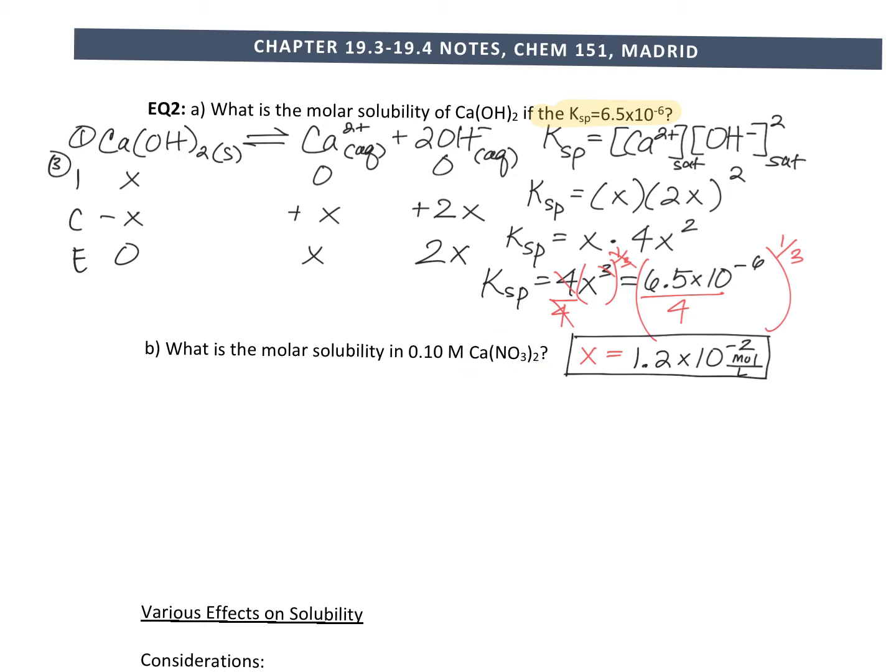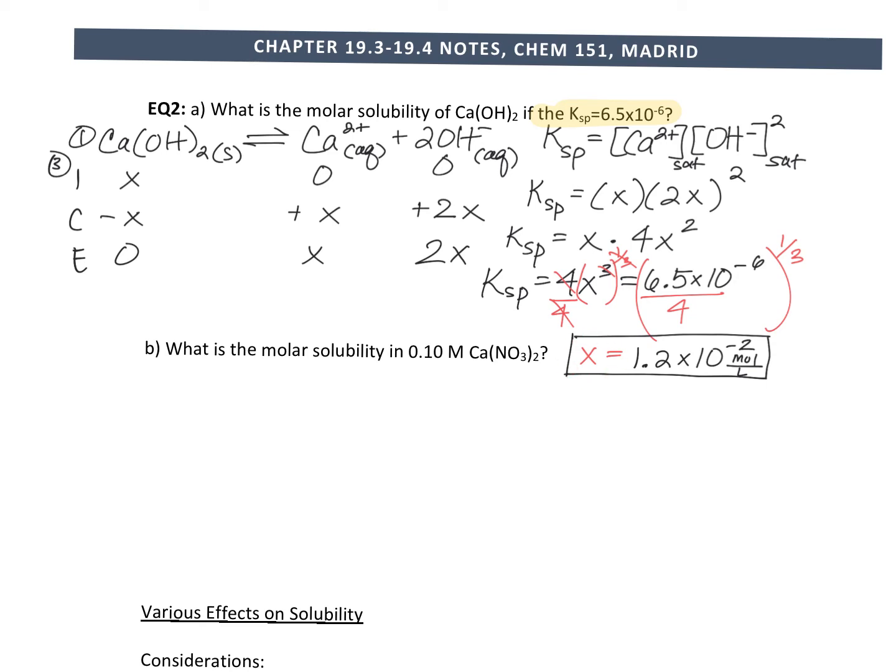How is that going to impact our final value? Well, nitrate doesn't show up in this reaction, so nitrate's really not going to have any impact on the equilibrium. However, calcium does show up. It's right here. So instead of having an initial value of 0, it looks like we're going to have an initial value of 0.1, which will change our final x value.